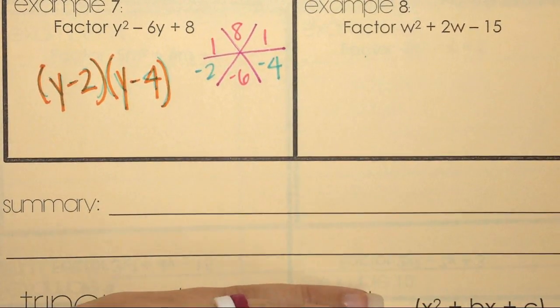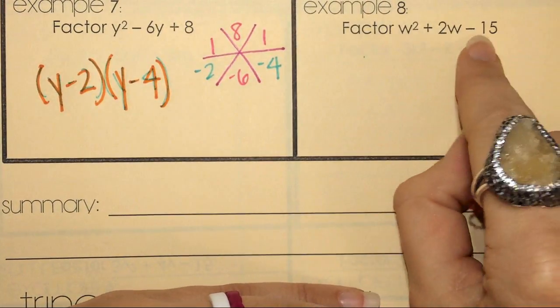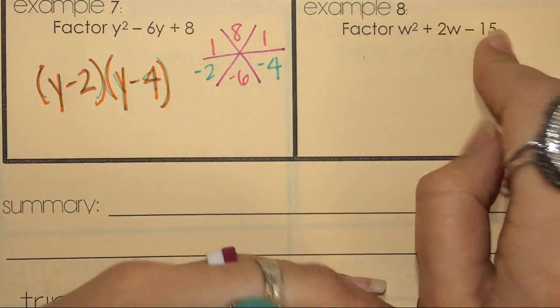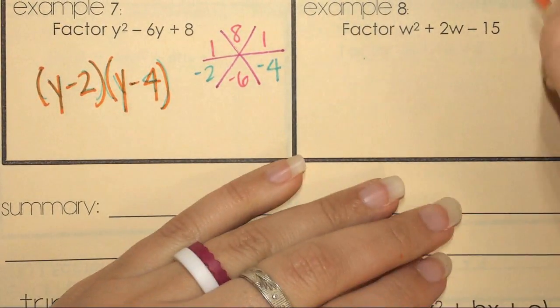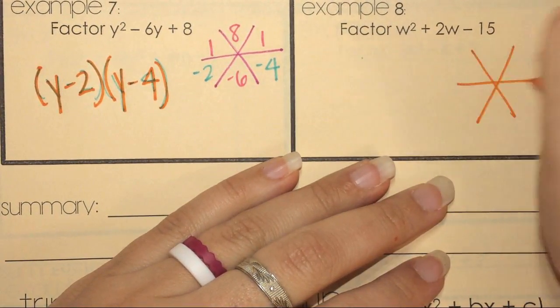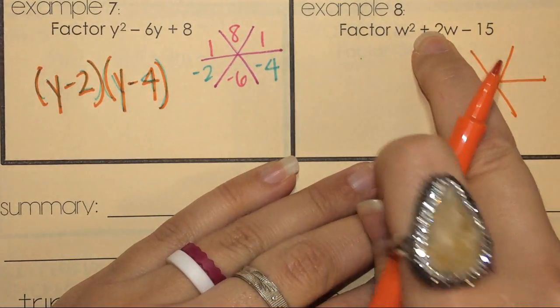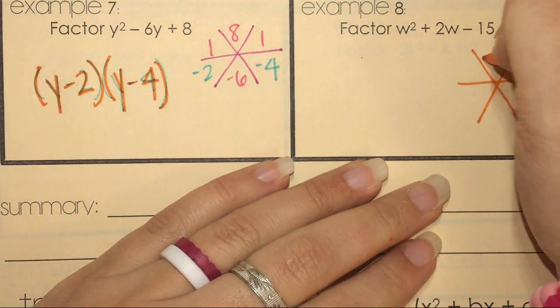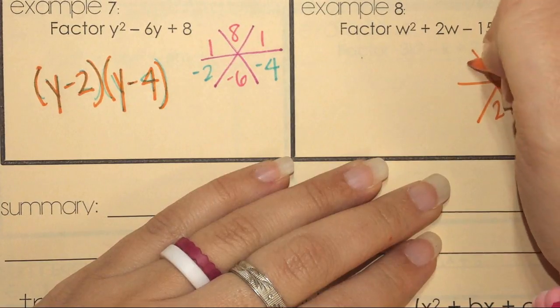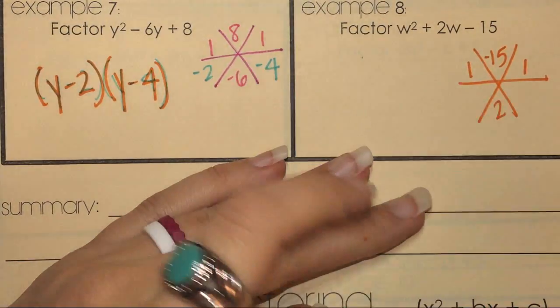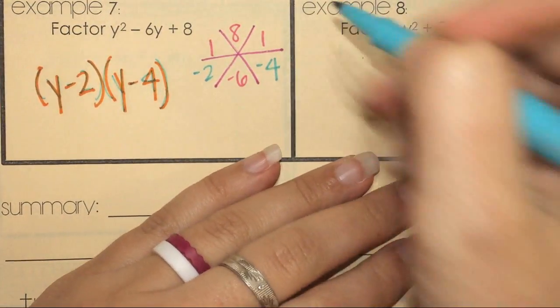Alright, and example 8 is where it gets fun. Now, what is different about example 8 compared to all the others? 15 is negative. 15 is negative. That means that our big factor needs to match the sign of B, because we need to get a positive 2. So we have negative 15 and 2, 1 and 1. Now, what two numbers multiply? Now, let's make a chart.